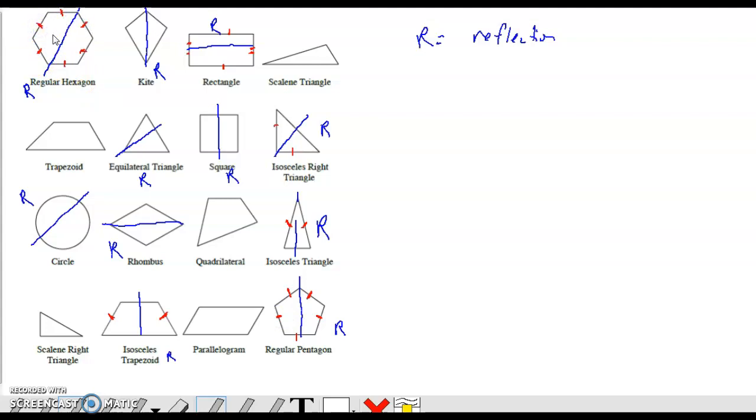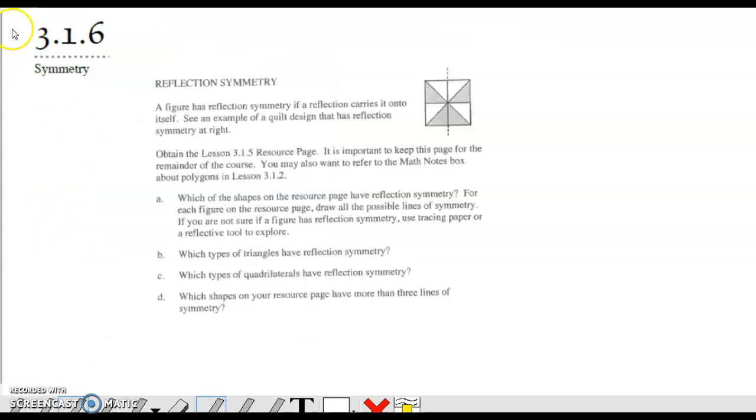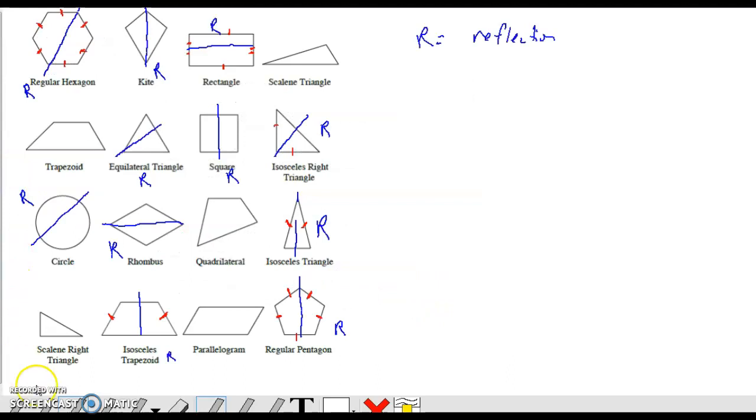Okay, so going back to our questions, right? Which figures have a line of symmetry? Basically, we've answered that. What type of triangles have a reflection symmetry? We've kind of answered that. What type of quadrilaterals? Again, that's 4 figures, so that means 4. But this one, what shapes on your resource page actually have more than 3 lines of symmetry? So I do want to discuss that. There's actually a couple of them that do have more than 3 lines of symmetry.